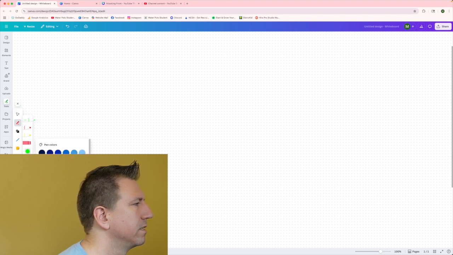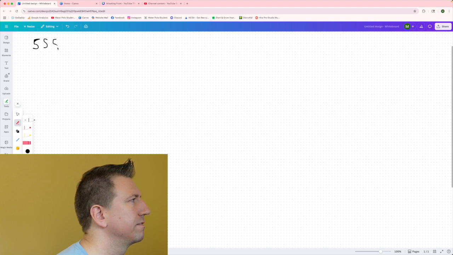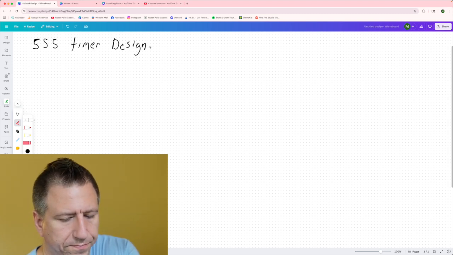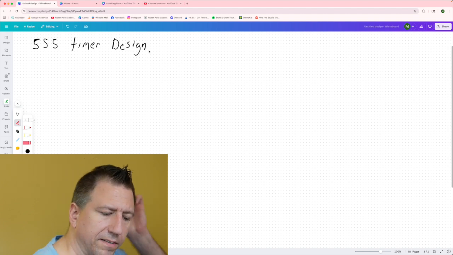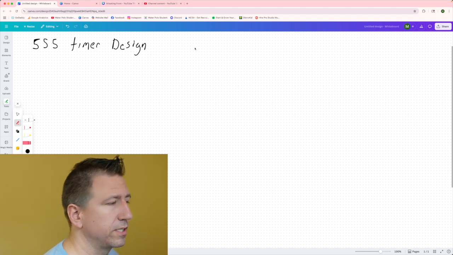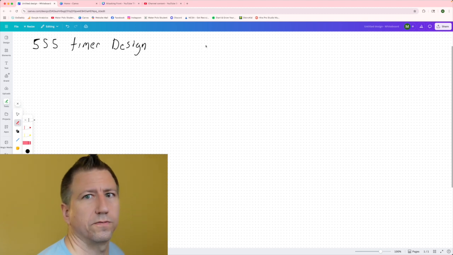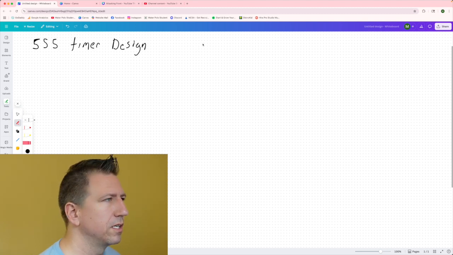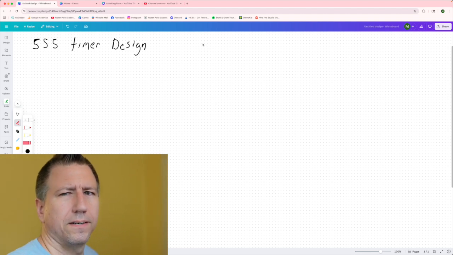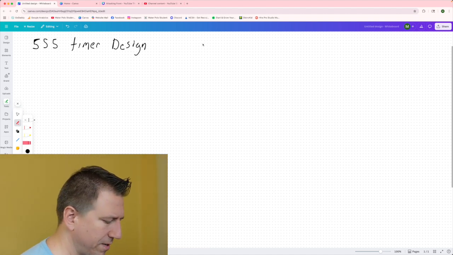Okay. All right, great. 555 timer design. Okay, so what does a 555 timer do? There's going to be a little bit of lecture notes here as we go through this first one, since we haven't seen this before. Let me just turn this a little bit. There we go. Maybe I'll be more in frame.